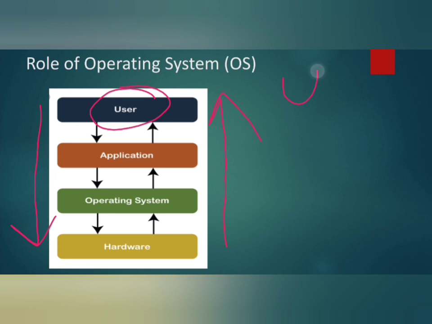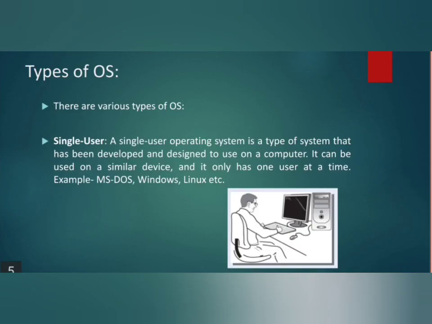First is the user, second is the application, third is the operating system, and last is the hardware, or you can also say CPU. Fine. Okay. So you can note it down. Again, you can draw the diagram as well. Now we'll come again to the types of operating system, or OS.